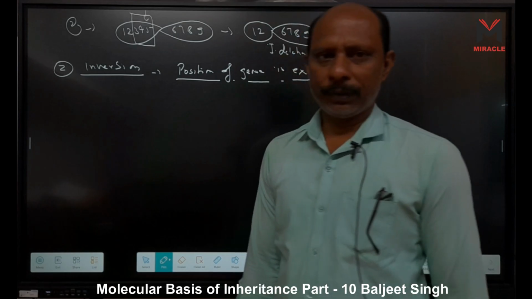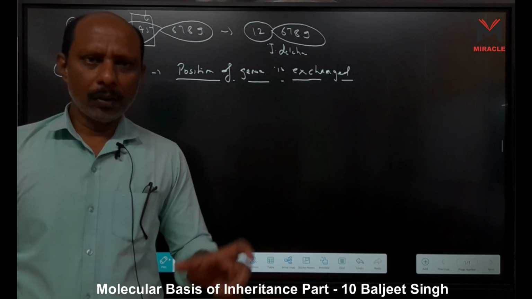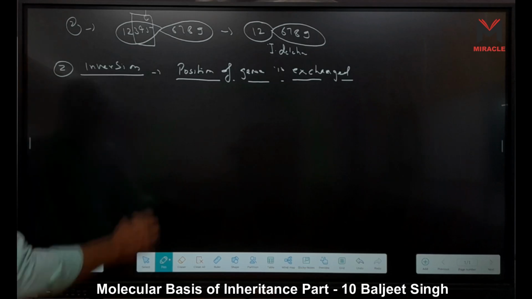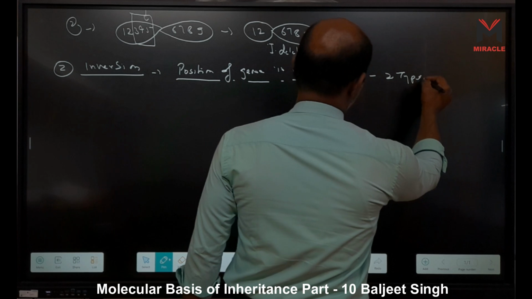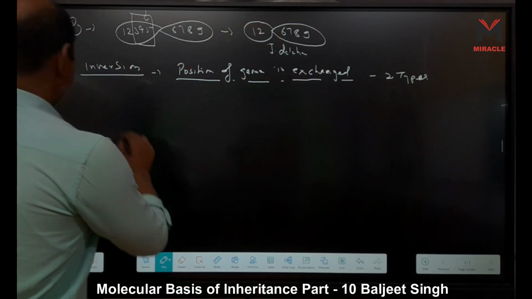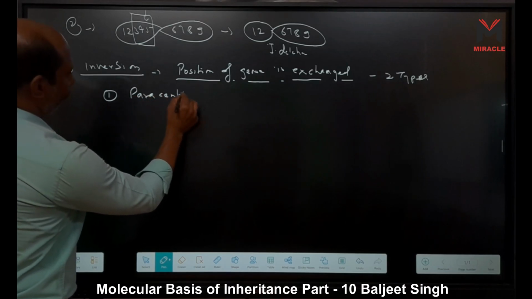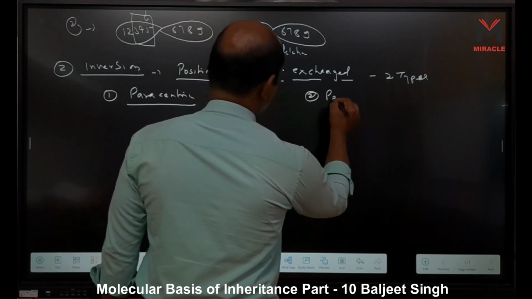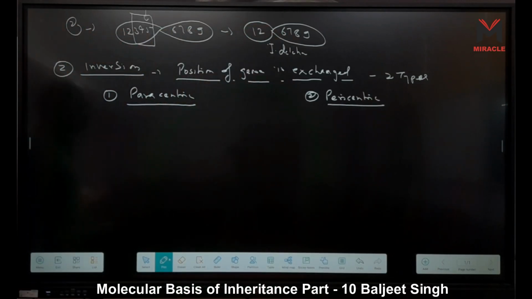It is also two types, same as there. There we can say terminal or intercalary. Here another term is used, paracentric and pericentric, right? Two types. First one is our paracentric and second one is our pericentric. Paracentric and pericentric, right? Para means which is not present.